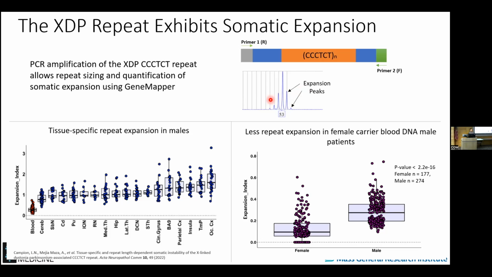Based on a previous study done by the Wheeler lab and the Ozelius lab, published earlier this year, they looked at the expansion index in different brain tissues as well as blood. And as you can see, the blood expansion index is significantly lower than that of the brain tissues. So this data caused the Wheeler lab to look at the differences in blood DNA expansion between males and females. As you can see, based on this data that has not been published yet, males tend to have a higher expansion index in blood than females do.